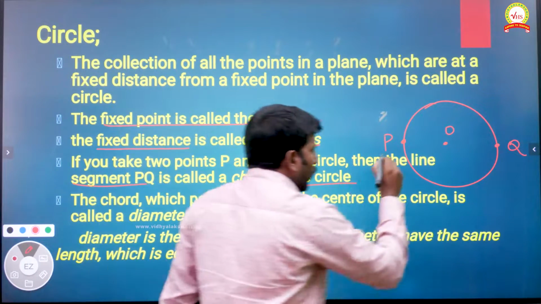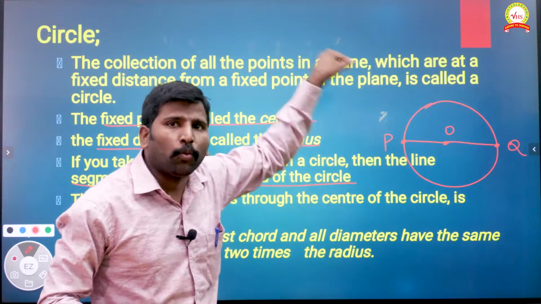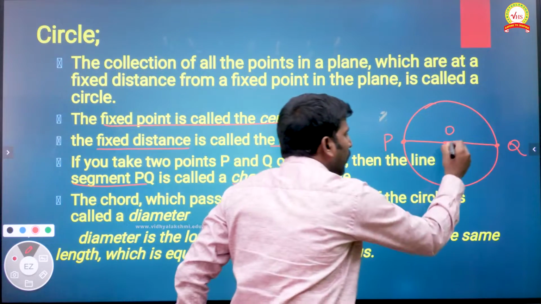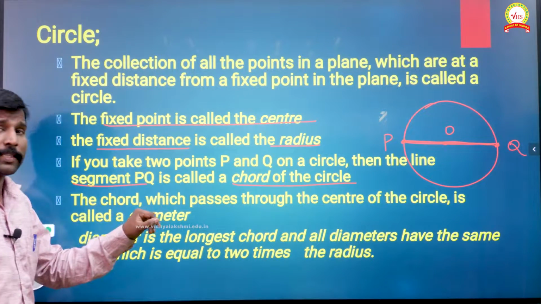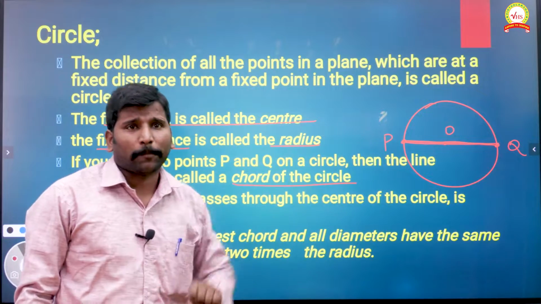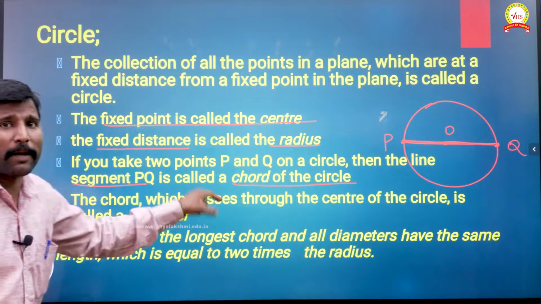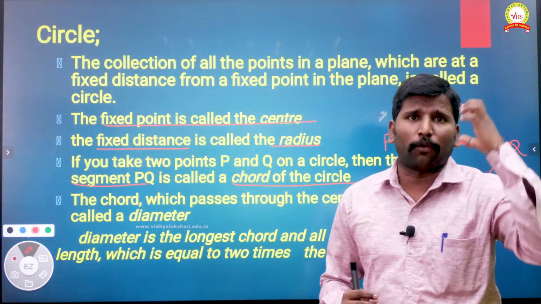Now listen children, when you join this PQ through the center point O, that is called diameter. This length, this full length is called diameter. That is what we are telling. See, the chord which passes through center of the circle is called the diameter. Is called the what, my dear? Diameter of the circle. This thing you have to remember.